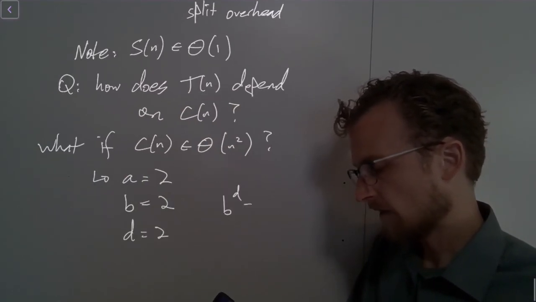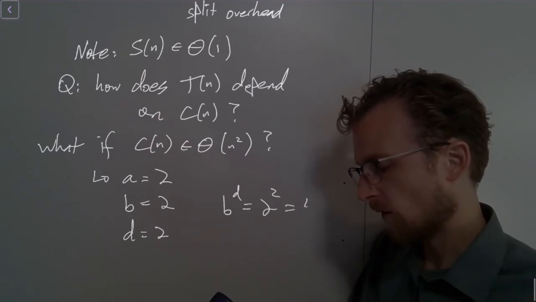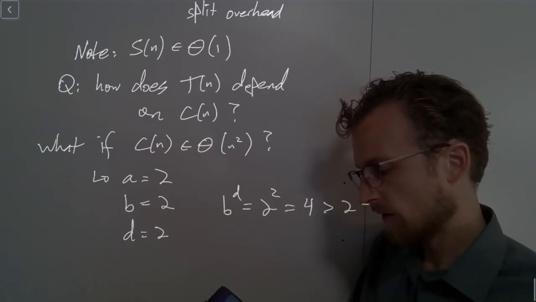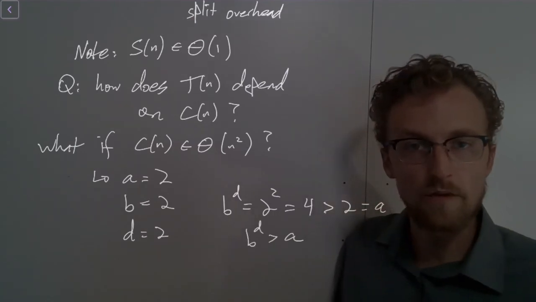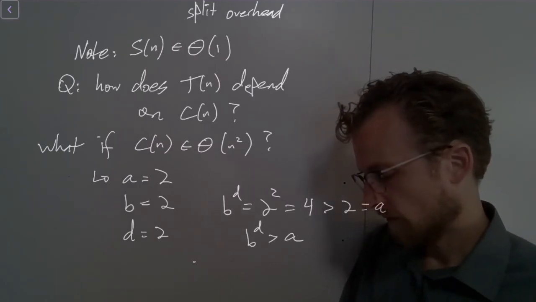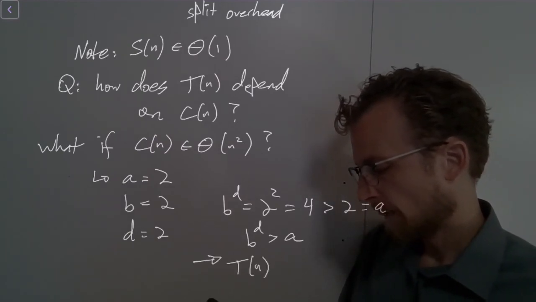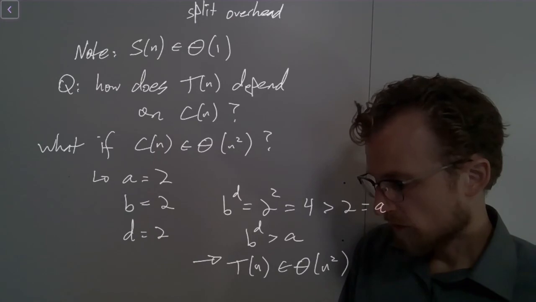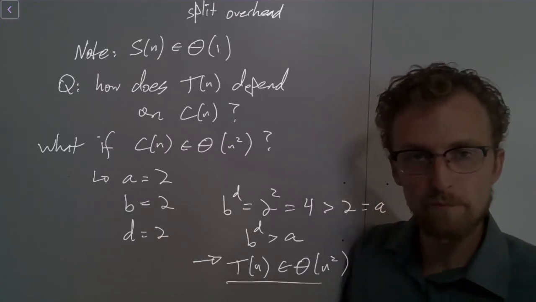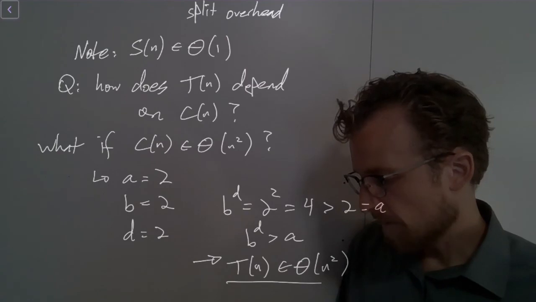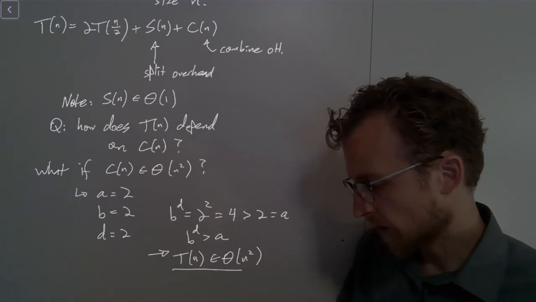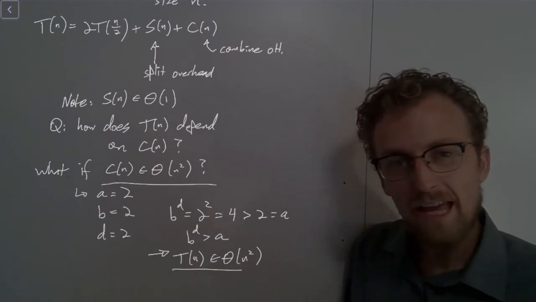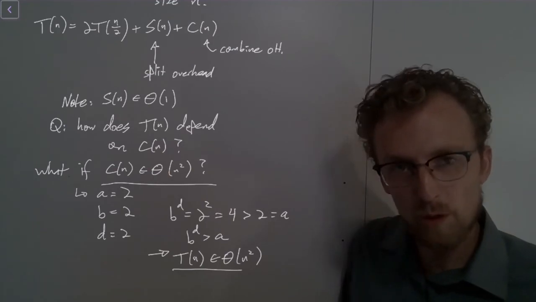So what's B to the D? Well, that's 2 squared, which is 4, which is greater than 2, which is A. So we'd be in the case where B to the D is greater than A, which is the case where the overhead is dominating. And that would give us that T of n would be big theta of n squared. So this is the complexity merge sort would have if the effort to combine two sorted arrays together were quadratic. It's just a hypothetical. If the combine function is quadratic, then merge sort is quadratic.